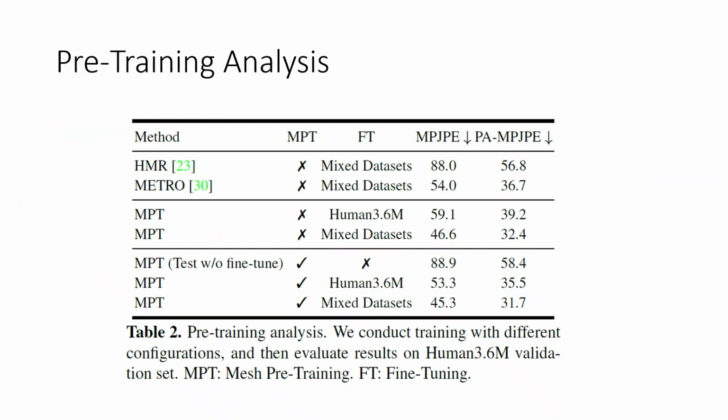We study whether our pre-training is useful for performance improvement. We conduct experiments on the Human3.6M dataset, and Table 2 shows the results. We found that when pre-training and then fine-tuning on the Human3.6M dataset only, our method can achieve 35.5 PA-MPJPE, which is better than the one without pre-training. We also observe similar findings when fine-tuning on multiple datasets.